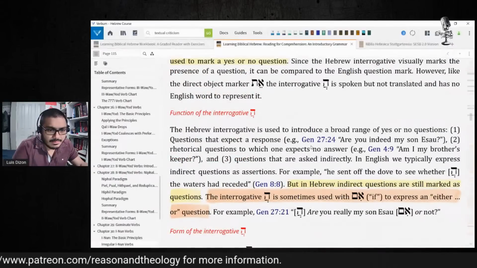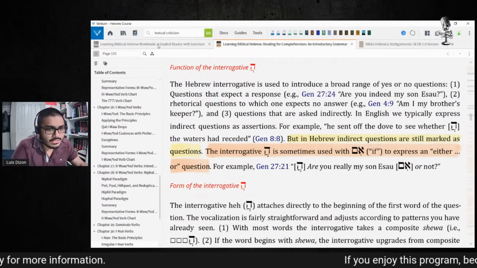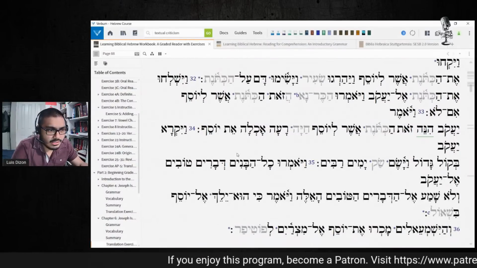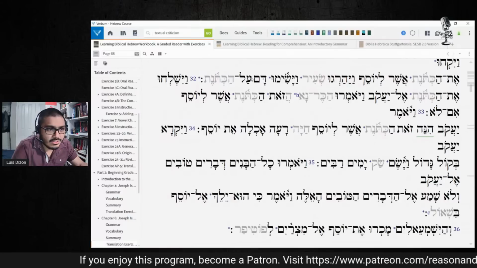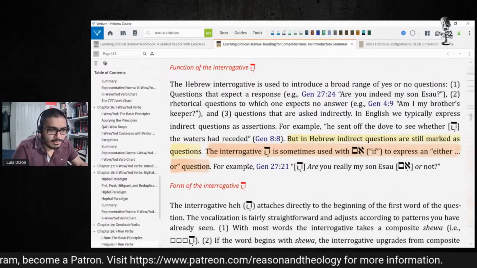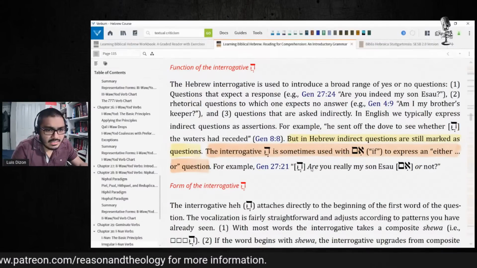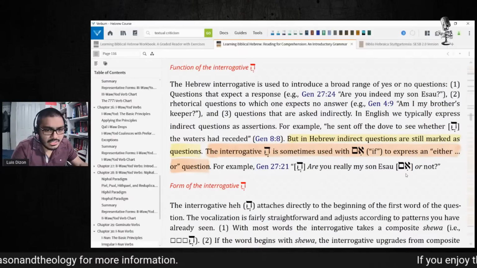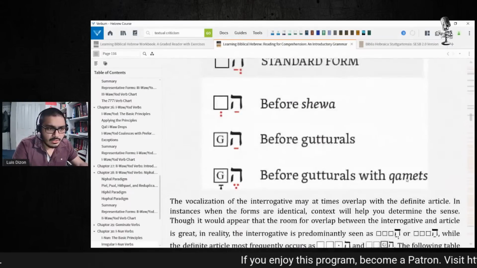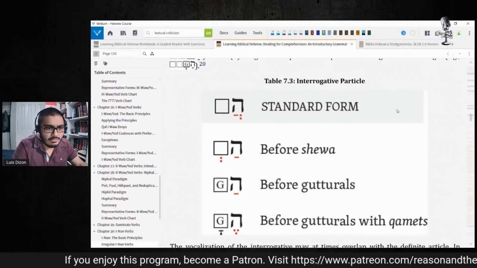Now, it is sometimes also used with im. So actually, you'll see here, "Haktonet Yosef imlo," so is this Joseph's coat or not? And another example, Genesis 27:21, "Ha im..." So are you really my son Esau or not? That is the typical form of the interrogative particle.